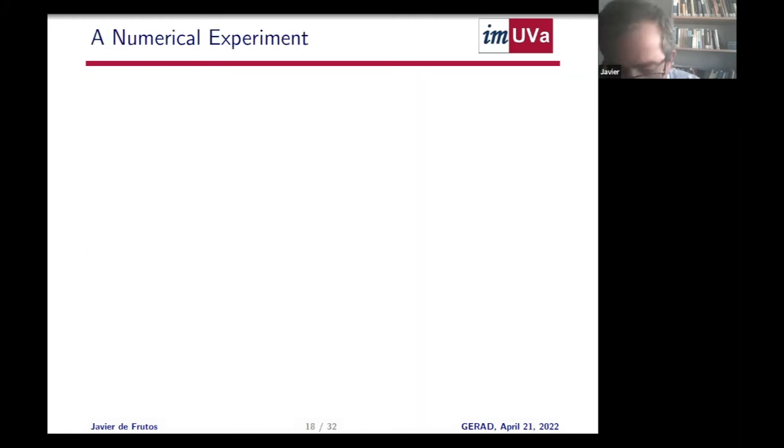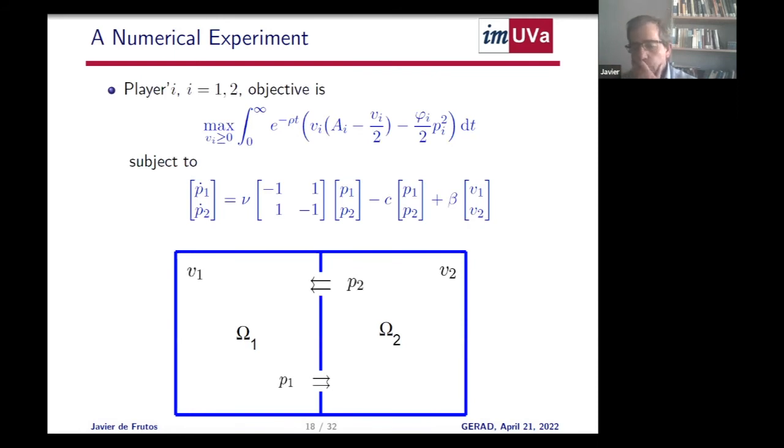So let's see a numerical experiment to see how this works in practice, and we are going to put here a model, which is of course again in the Doppler alone model of transponder evolution. This is a two-player model, a two-player game. Each player has one control, that is the emission here, represented by V1 and V2. Each one of the players controls the emissions in one region of space.